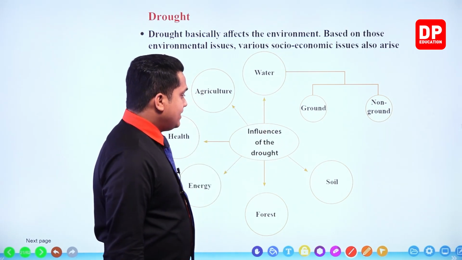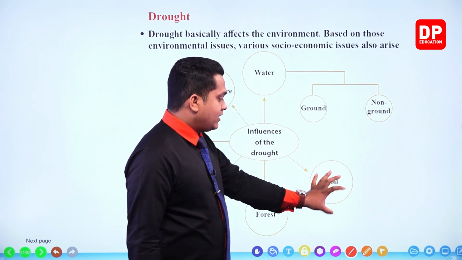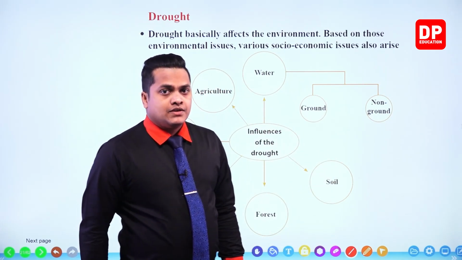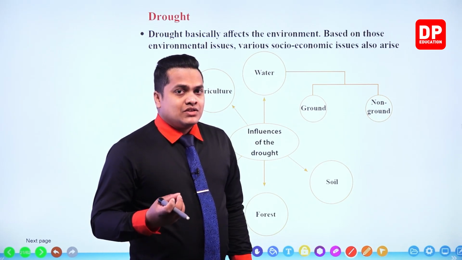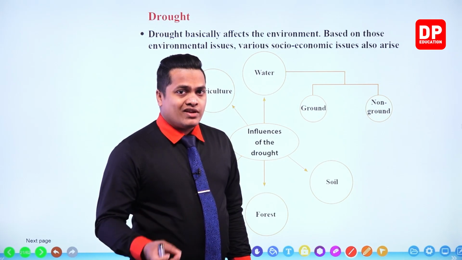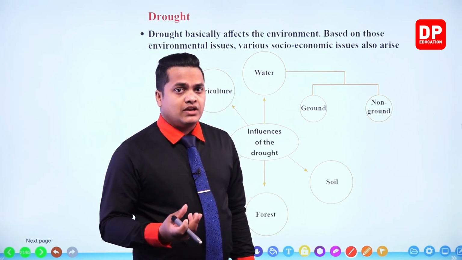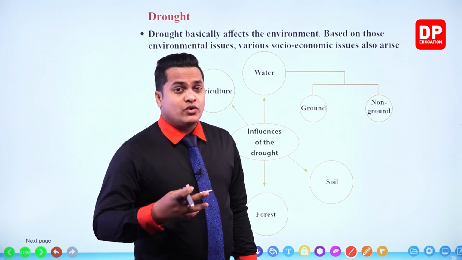Okay. Then drought is going to impact the soil. We discussed that the water retention level in the soil is going to decrease. So when the water retention level in the soil decreases, the soil is going to dry up.